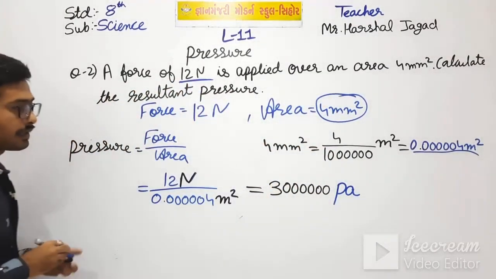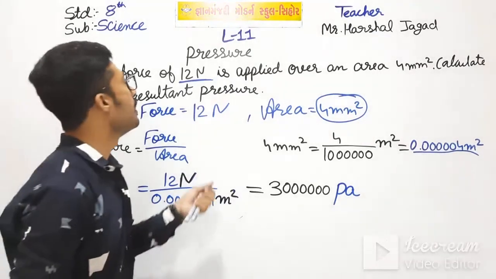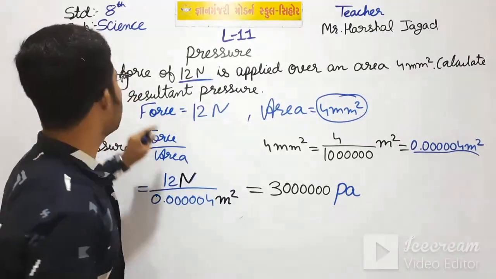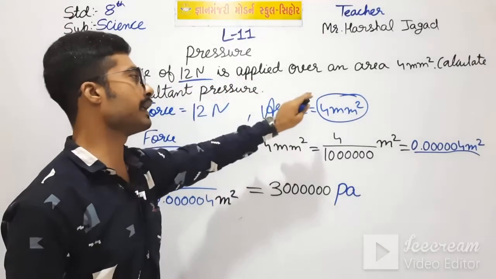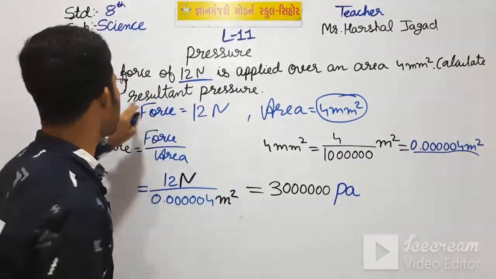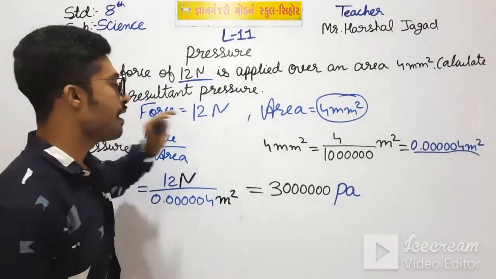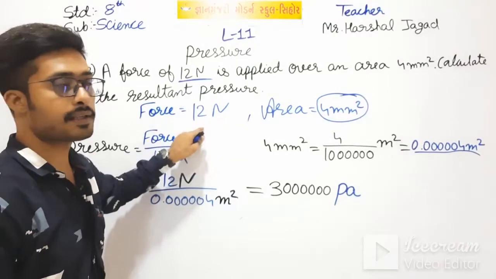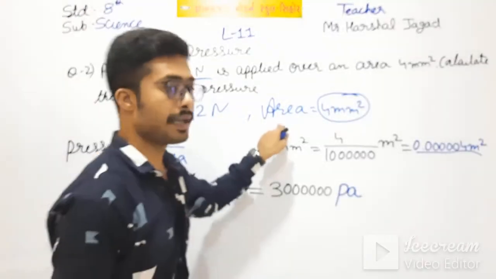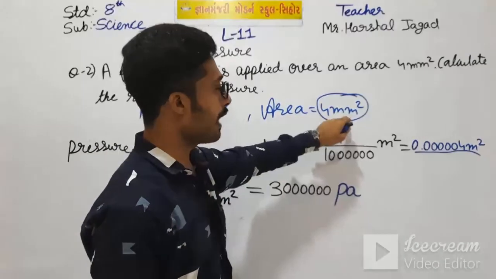So this is this sum. Let us do it again. A force of 12 Newton is applied over an area of 4 mm square. Calculate the resultant pressure. Okay students, what is the force? Here force is 12 Newton. What is the area? Area is 4 mm square.